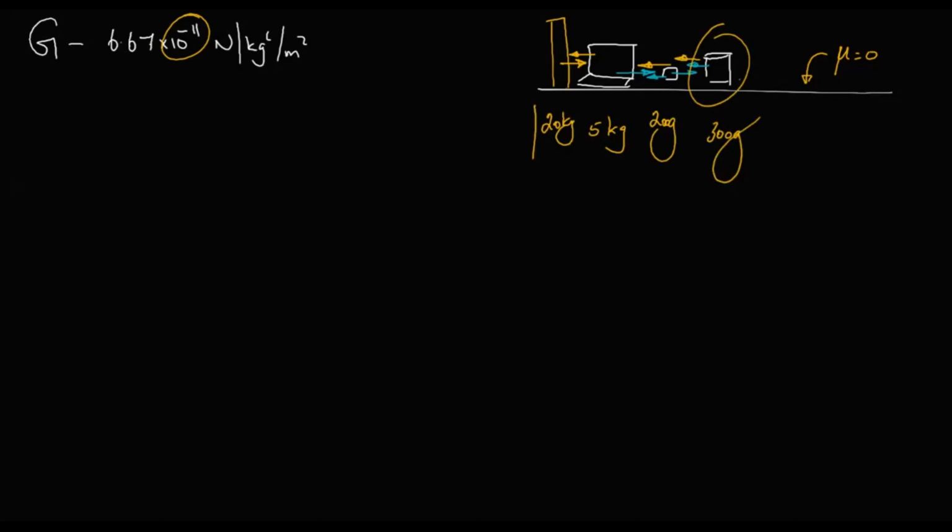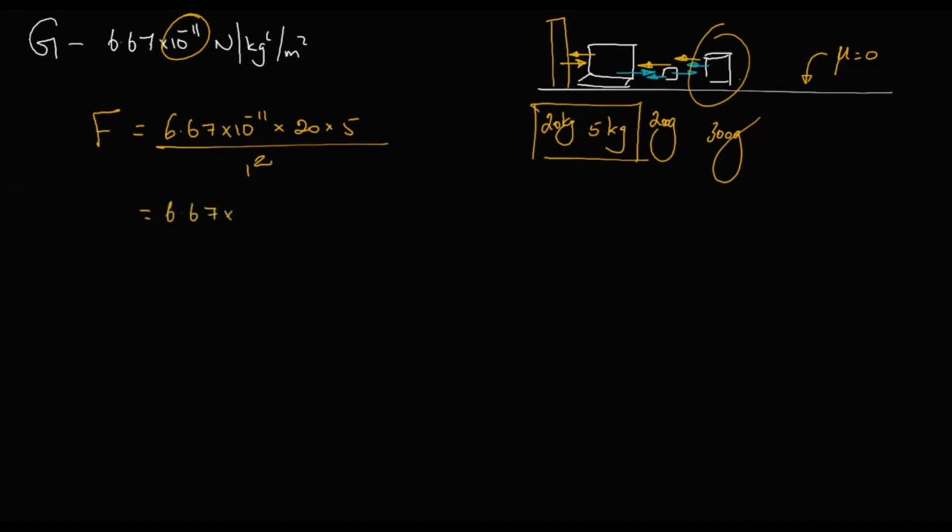So imagine that we take these two objects, 20 kilograms and 5 kilograms, and we do the math to find the force between them. That would be 6.67 times 10 to the power of minus 11, times 20 times 5, divided by, let's say they are at a separation of 1 meter, the distance between them. Then it is going to be 6.67 times 10 to the power of minus 9 newtons. So this is a really, really small number. It is nearly equal to 0, right?